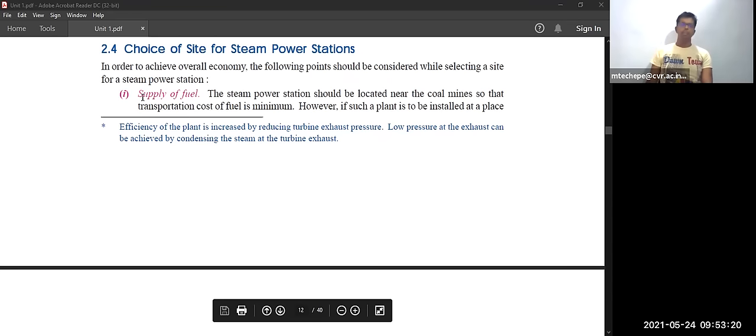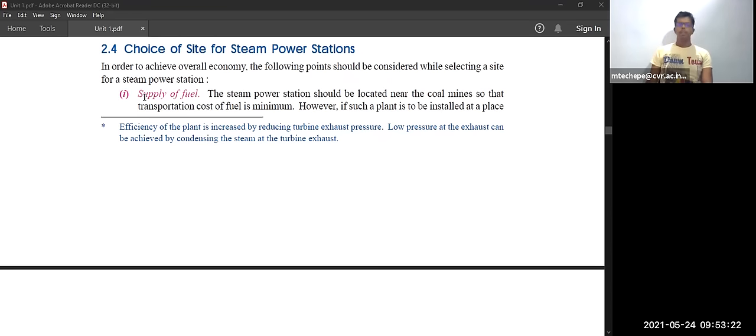First one is supply of fuel. The steam power station should be located near to the coal mine, so that the transportation cost of the fuel is very, very minimum. So it should be located near to the coal mines.